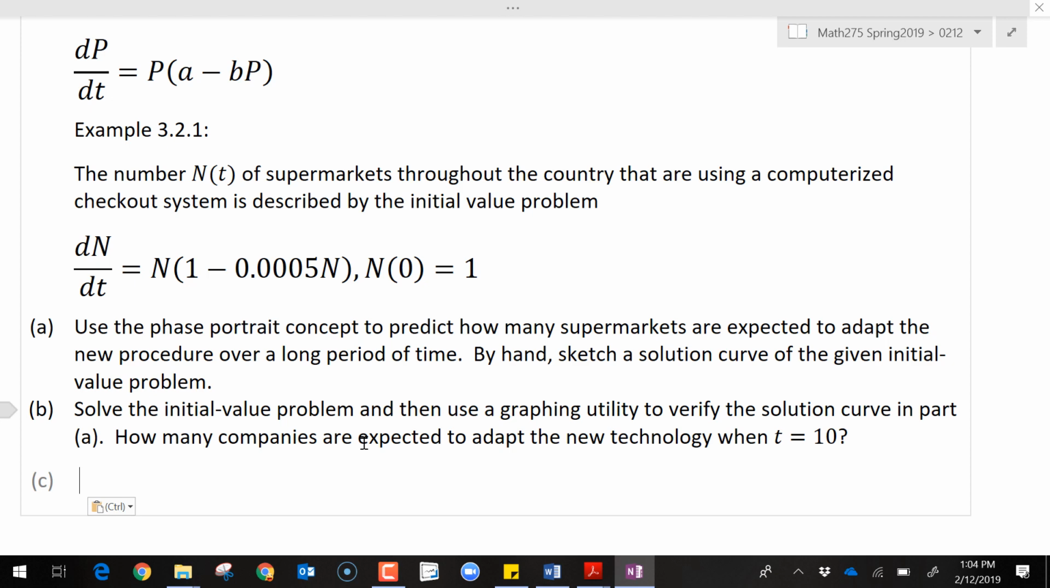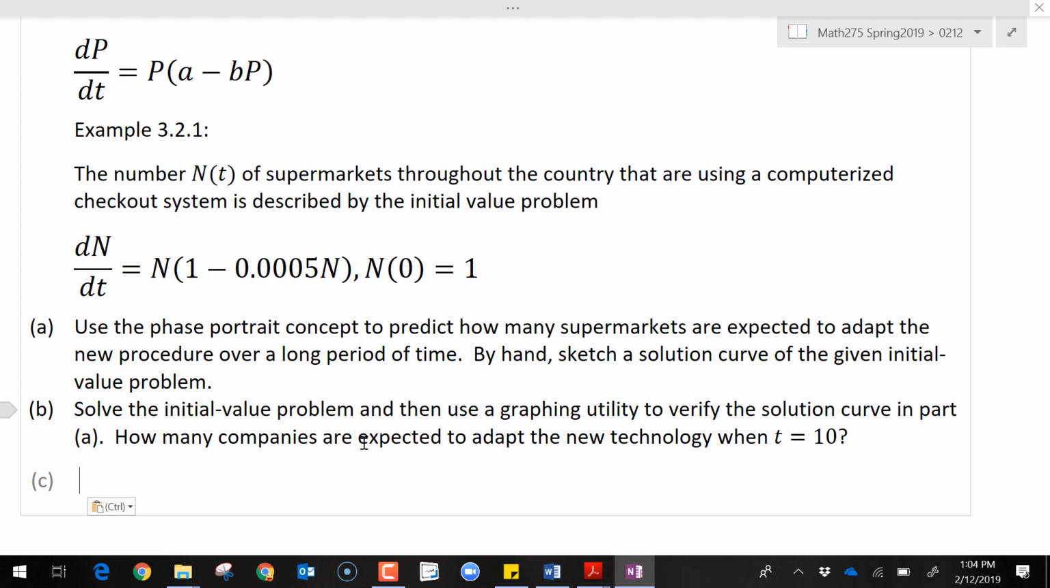So that's what they have. Part A, they're asking us to use a phase portrait concept to predict how many supermarkets are expected to adopt the new procedure over a long period of time, and then by hand sketch the solution curve of the given initial value problem.